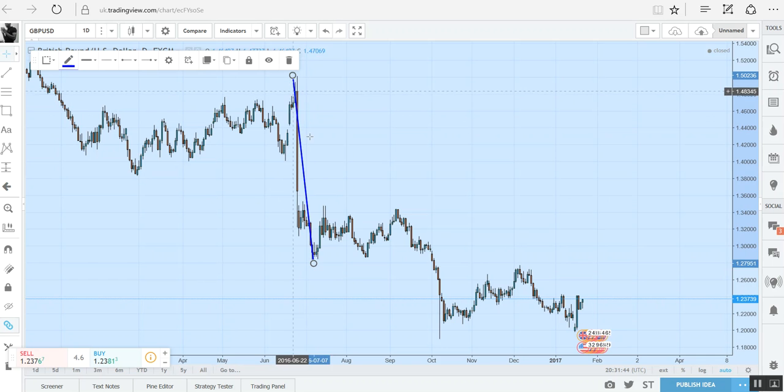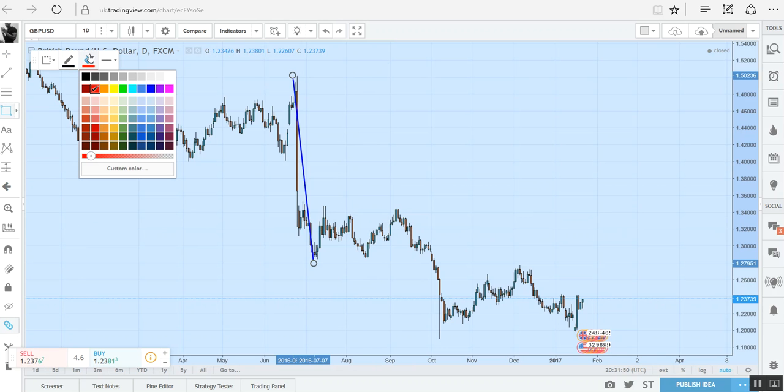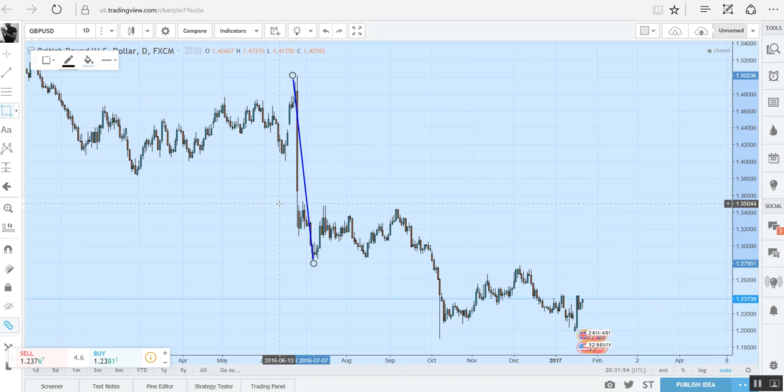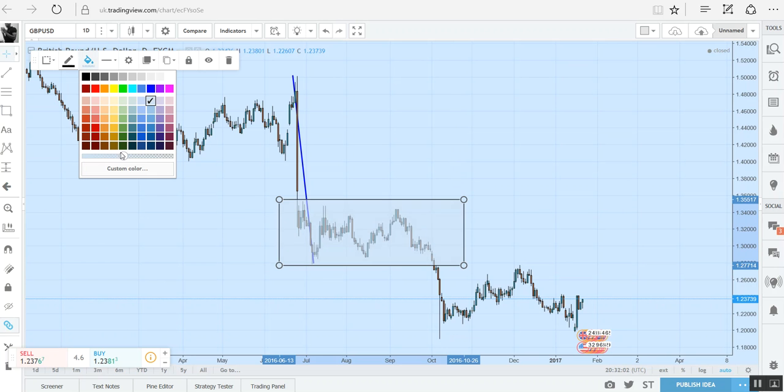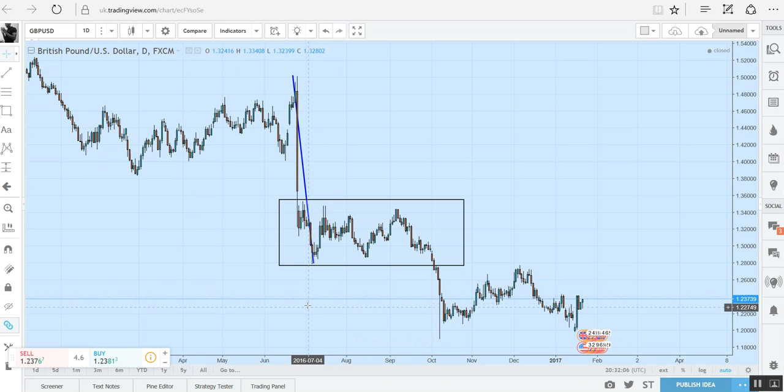So after this impulse leg, we had the market come into a little bit of consolidation here. Let me try and put a box there. Maybe a light one. Yeah, there we go. That's what I'm looking for. So we're looking at that box.